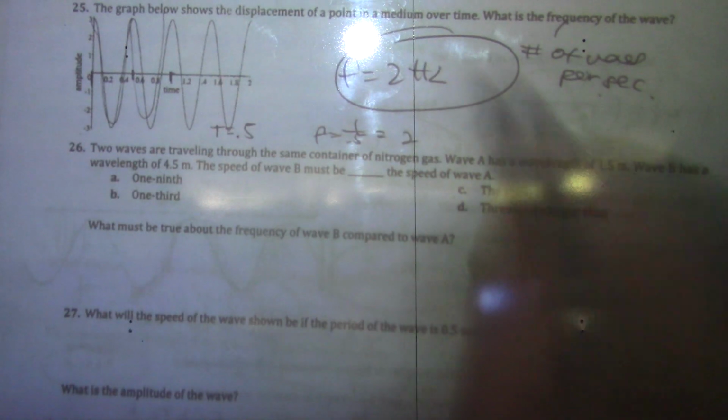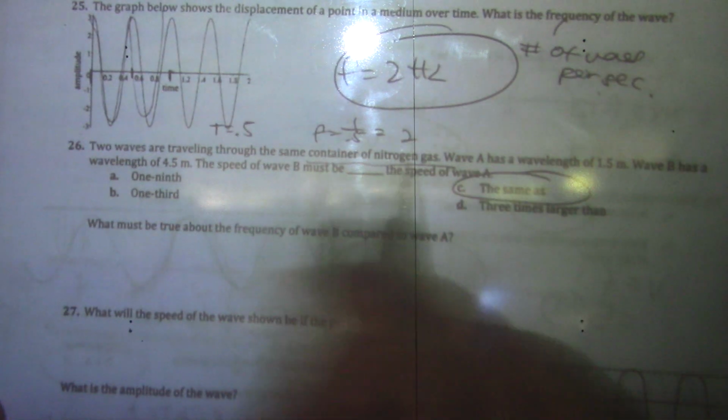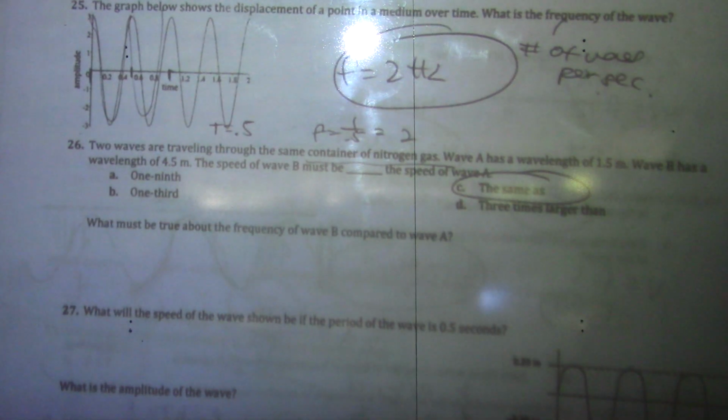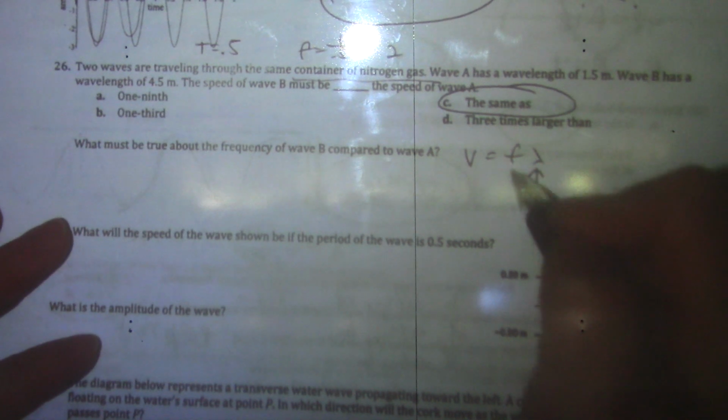2 waves are traveling through the same container of nitrogen gas. Wavelength A, wavelength B, the speed is the same because it's the same medium they're traveling through. What must be true about the frequency? V equals F wavelength. Wave B has a greater wavelength, so it must have a lower frequency, because it has a longer wavelength with the same speed V.